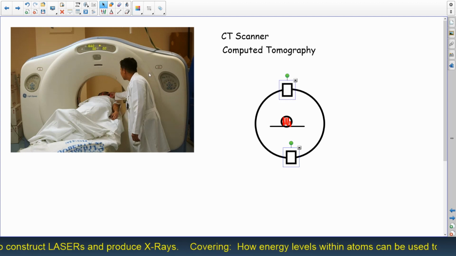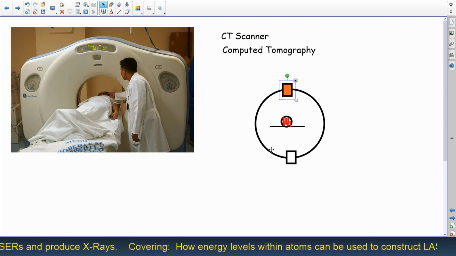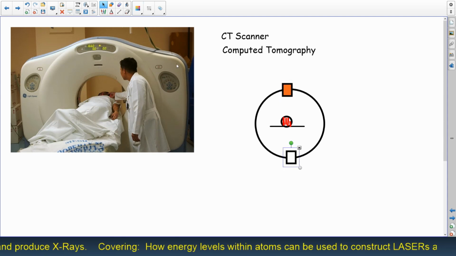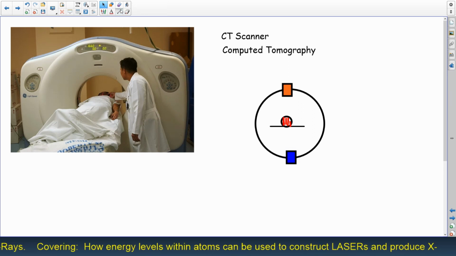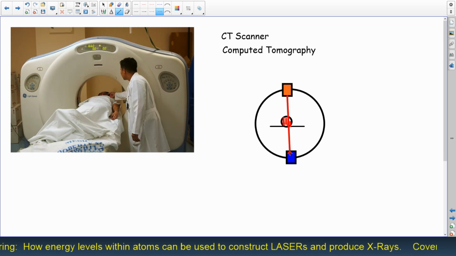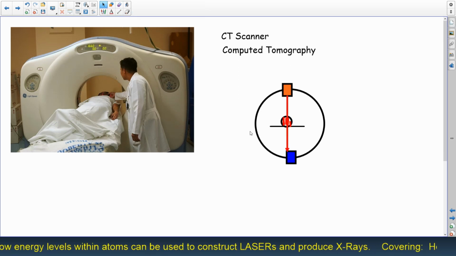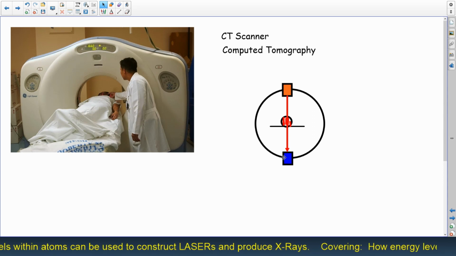Okay, so we'll put the emitter in as an orange color, and we'll put the receiver in as a kind of blue color. Okay, and what's going to happen is an X-ray is going to come out of my emitter, travel through my patient, and be received on the other side. And that's going to create an X-ray picture, just as you normally would.